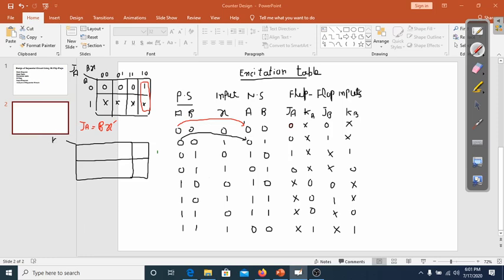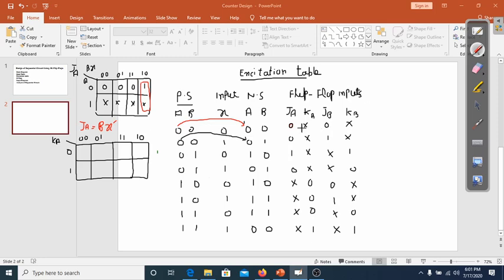KA. So here the inputs are for A, and here the inputs are for B and X. So this is 00, 01, 11 and 10. A could be a 0 or 1.